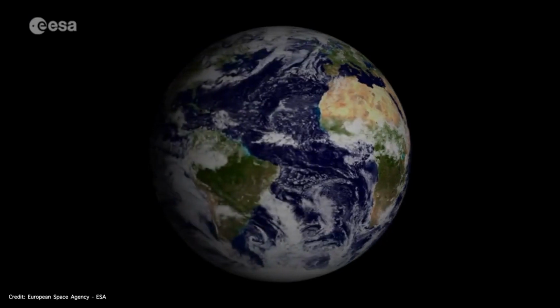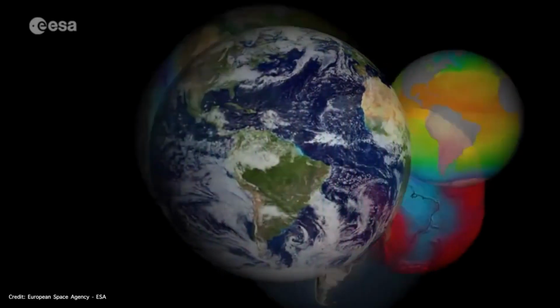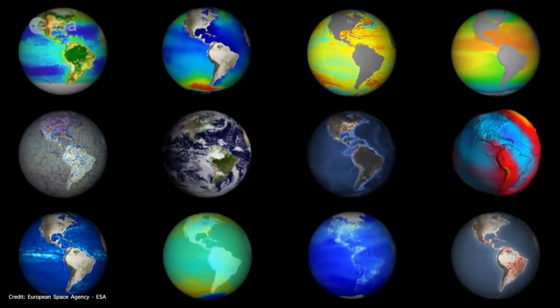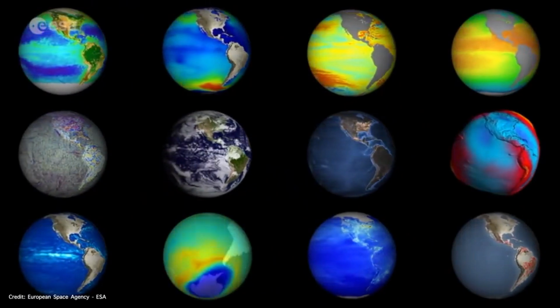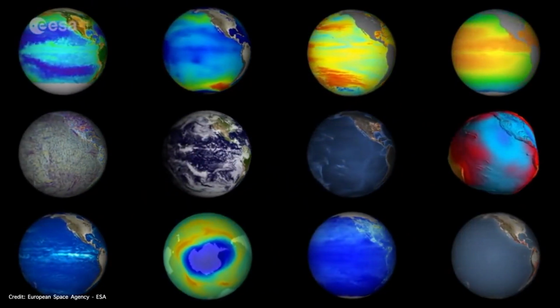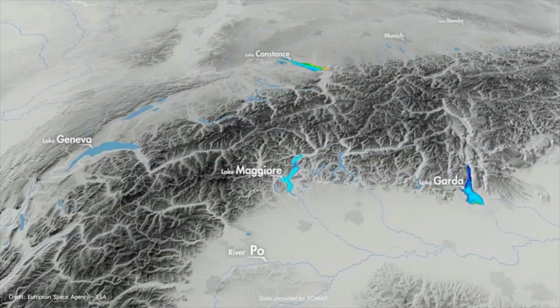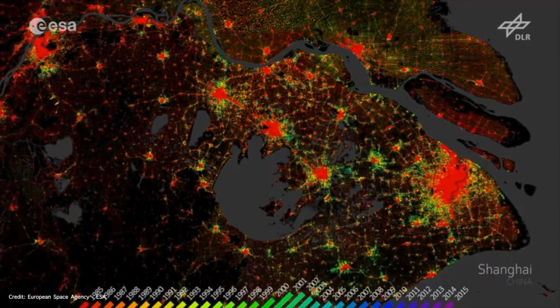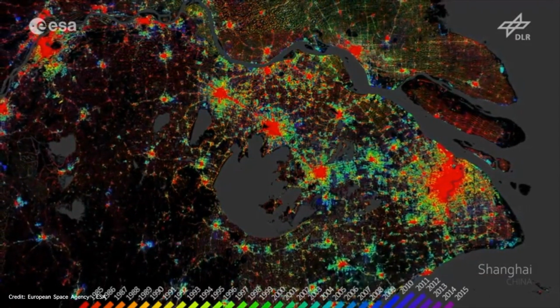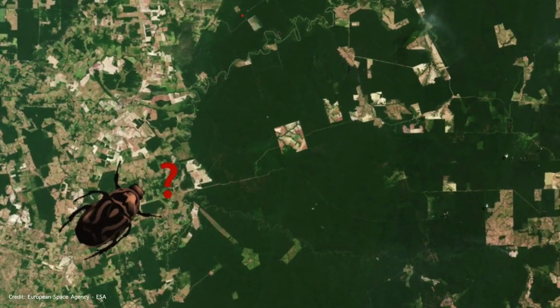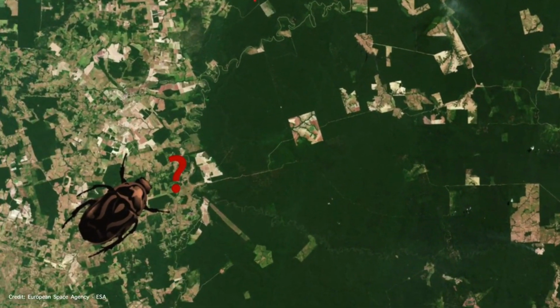Satellites allow us to view the Earth in ways that are hidden from the naked eye. With increasingly high-resolution images, it is possible to observe changes on the Earth's surface over the long term. This way, we can measure how bodies of water change over time, how cities grow, and how forests are deforested. But can we also recognize very small objects on the surface, like a beetle, for example?